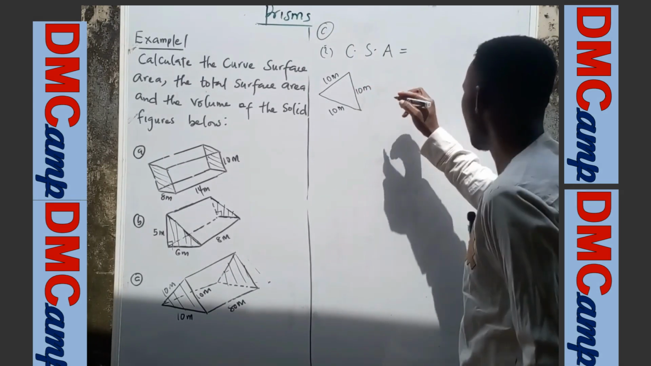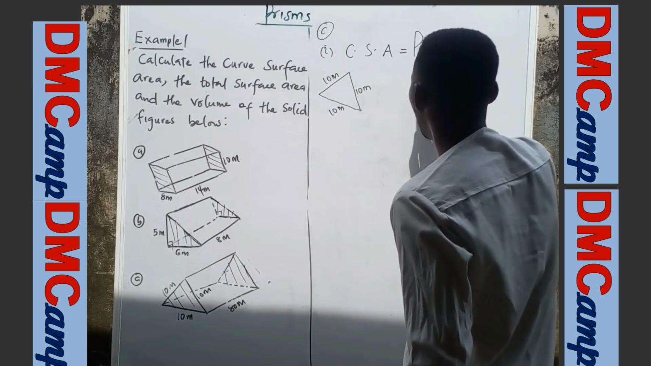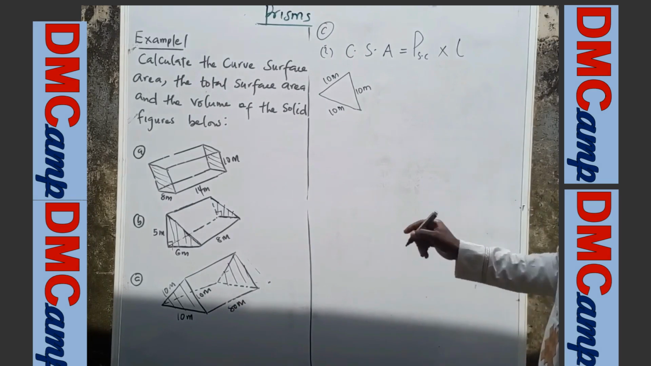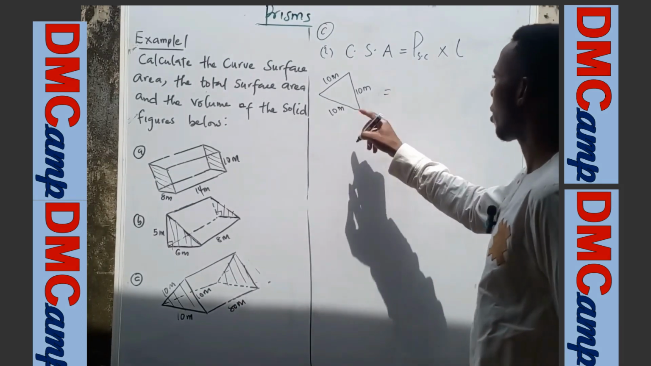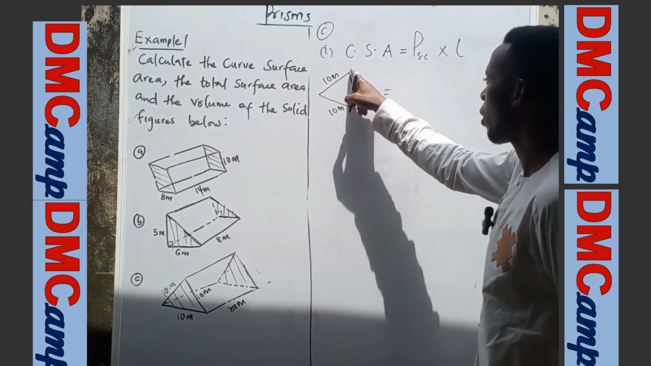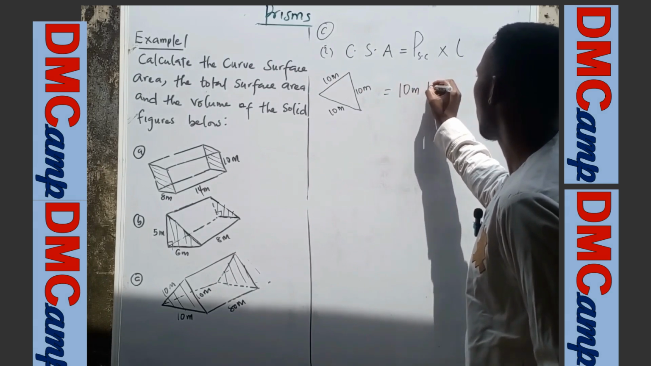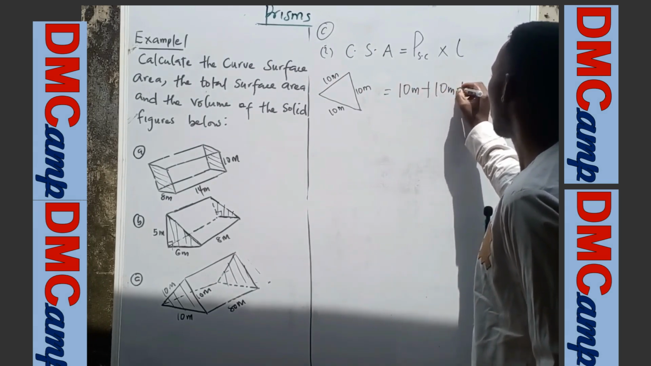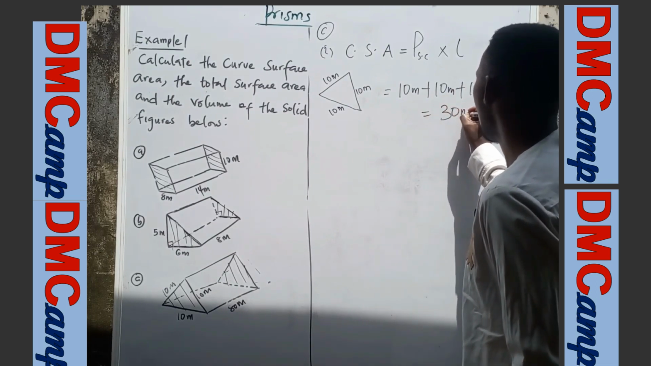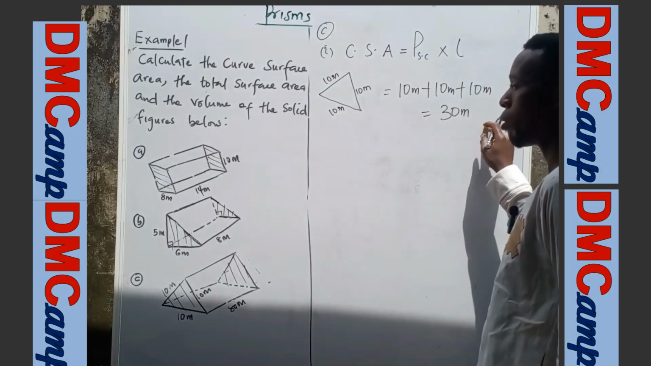So the formula says that the perimeter of the cross section, then multiply it by the length L here. So let's get the perimeter of this. Here we are going to have 10 meter plus 10 meter plus another 10 meter, and that will give us 30 meter. So the perimeter of this is 30 meter.